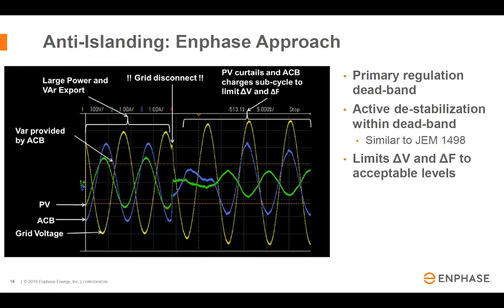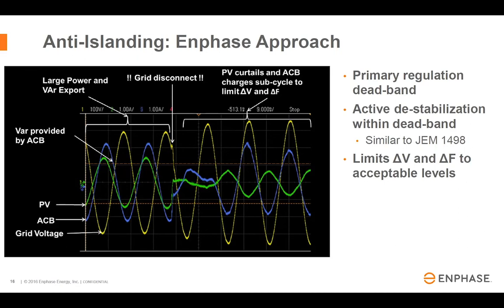So this shows an actual islanding event that we ran in our laboratory. In this case, we were commanding a very large export at the time because we wanted to see how good the system was at limiting the voltage and frequency deviation when we severed the grid at the worst possible moment, meaning that we were exporting a ton of power, both real and reactive, and all of a sudden the inverters had to curtail very quickly to avoid an overvoltage event.